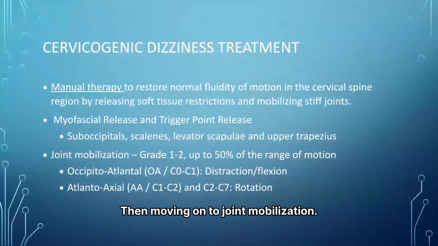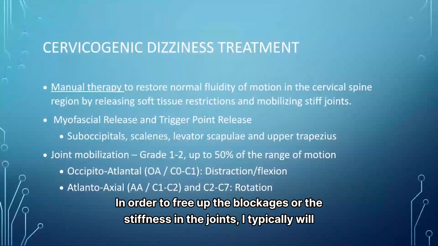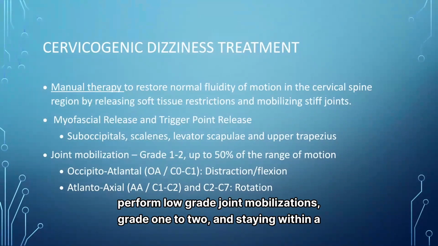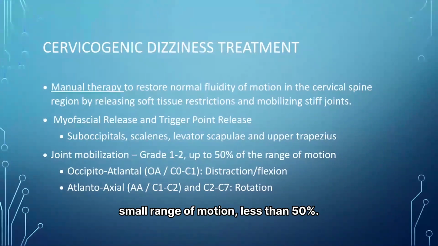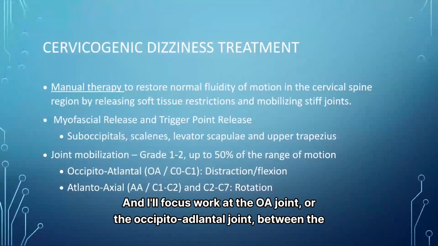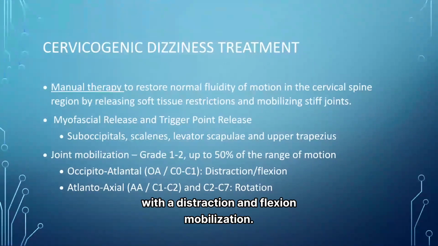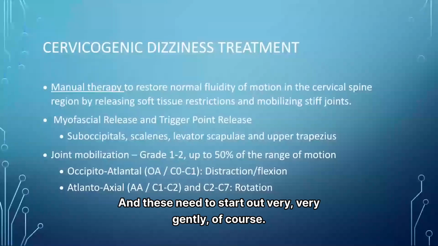Then moving on to joint mobilization. In order to free up the blockages or the stiffness in the joints, I typically will perform low-grade joint mobilizations, grade 1 to 2, and staying within a small range of motion, less than 50%. And I'll focus work at the OA joint, or the occipito-atlantal joint, between the skull and the first vertebra, with a distraction and flexion mobilization. And these need to start out very, very gently, of course.